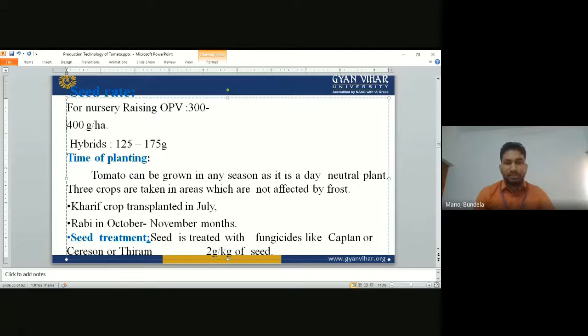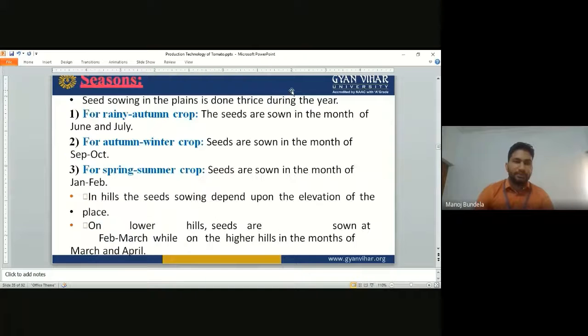Seed treatment. Seed is treated with fungicides like Captan or Thiram. We can use 2 gram per kg of seeds. Normally we prepare a solution of 2 gram per kg of seed, and we dip the seeds into that solution. That is called seed treatment. It is normally done to control damping off, because damping off is the major problem in nursery. So for that we have to go for seed treatment.